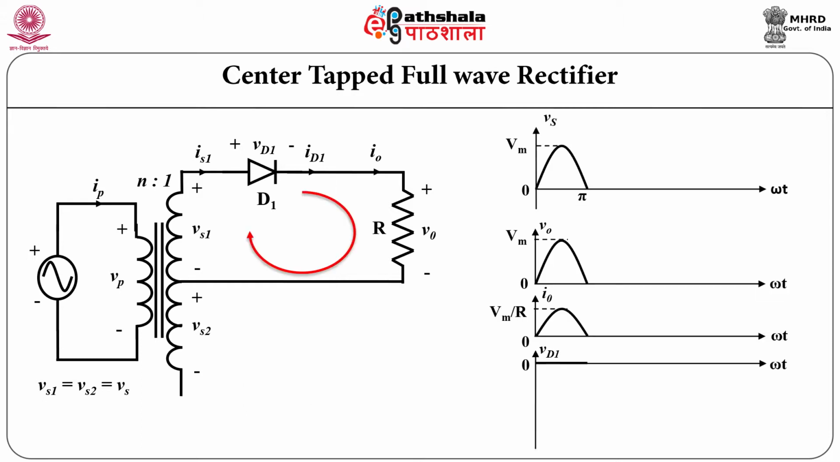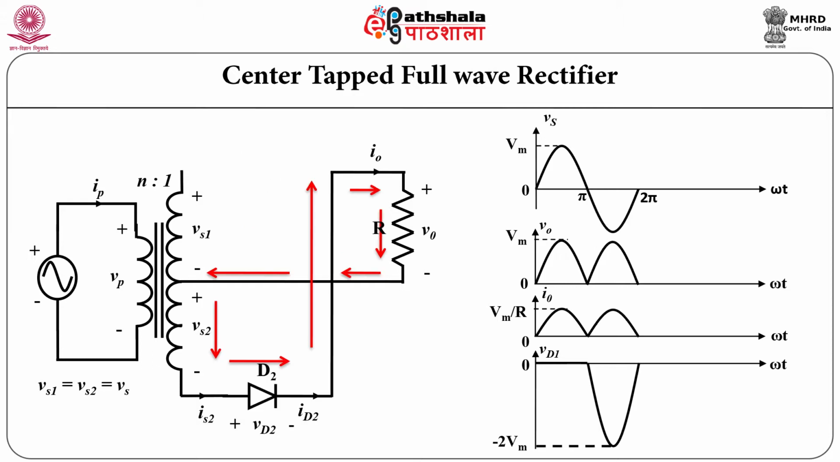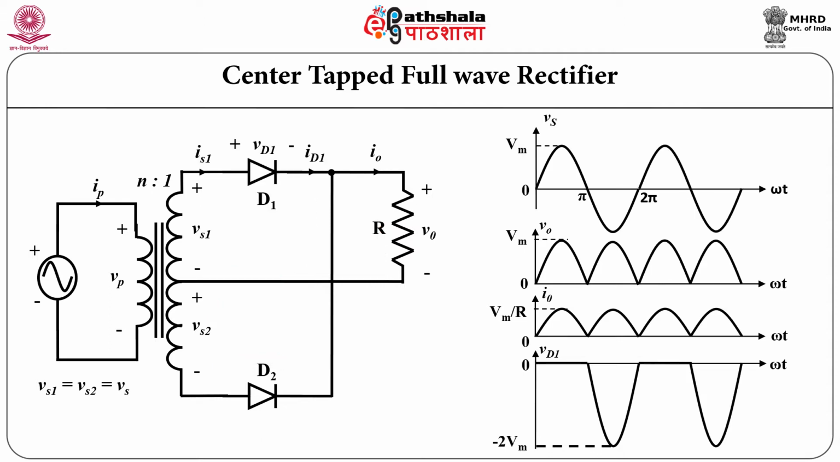During the positive cycle, D1 will be on and we will get the output which is positive. During the negative half cycle, D1 will be off, D2 will be on and you will get the positive voltage as shown in the timing waveform. Now it is clear that here the DC output voltage is increased, but it is also observed that during the turn off condition, the diode is highly reverse biased, that voltage is minus 2 Vm.